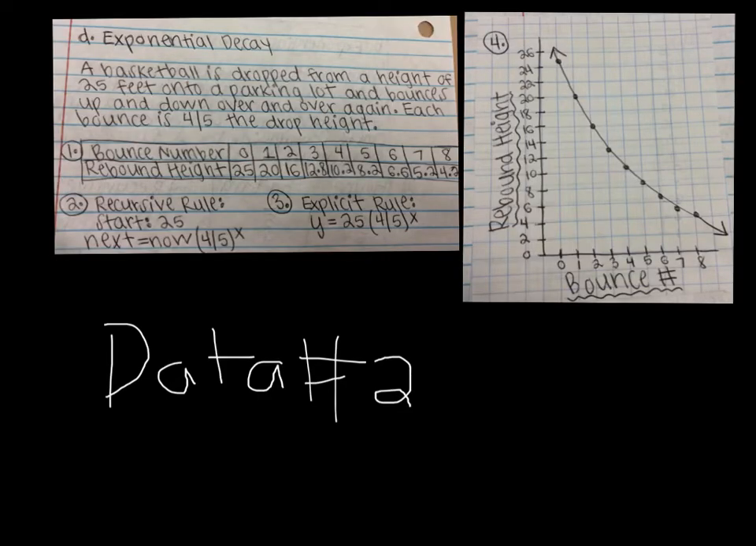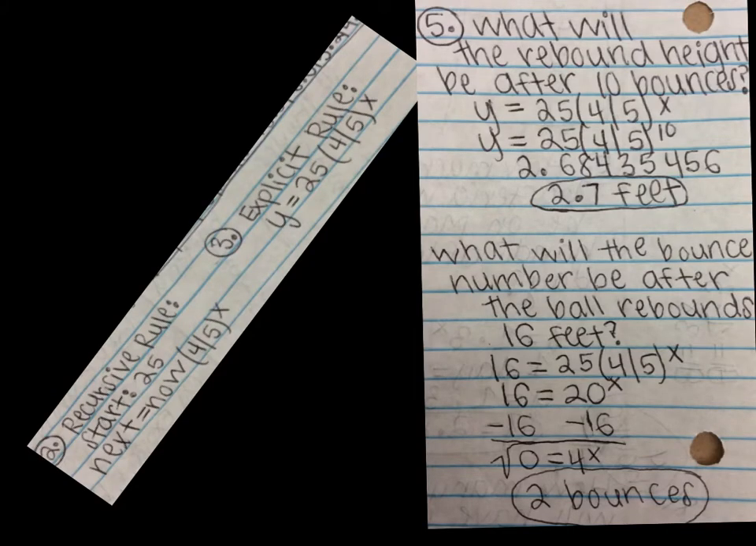is 81. A basketball is dropped from a height of 25 feet onto a parking lot and bounces up and down over and over again. Each bounce is 4/5 the drop height. To find the rebound height, we will use the explicit rule and plug it into the equation here, so we'll have y equals 25 times 4 over 5 to the x power.